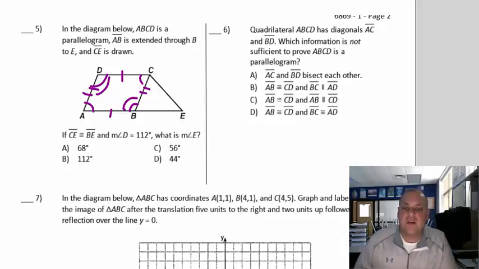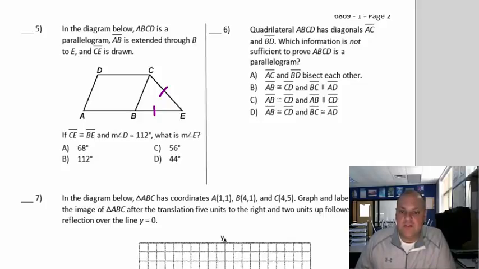If CE is congruent to BE, all right, so let's do this. CE is congruent to BE, okay? And I know DA is congruent to CB. What is the measure of angle E?